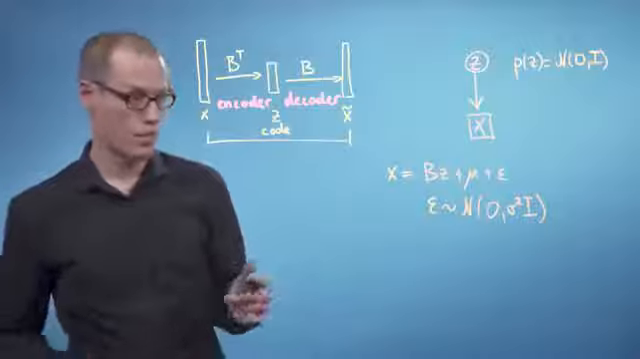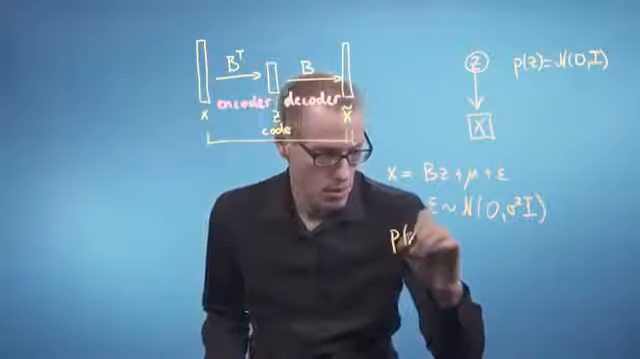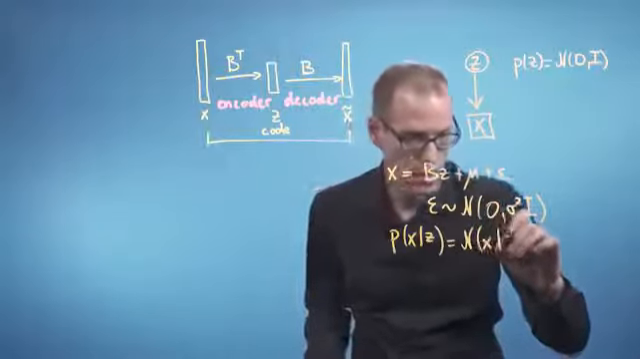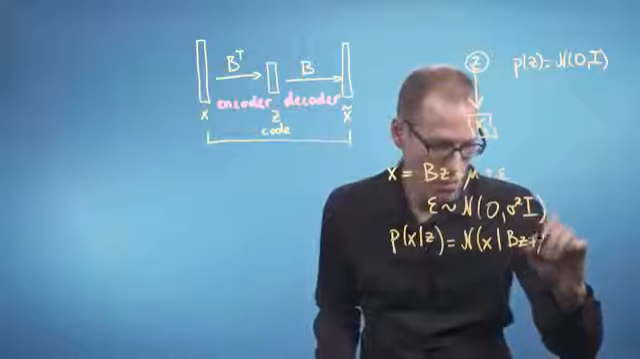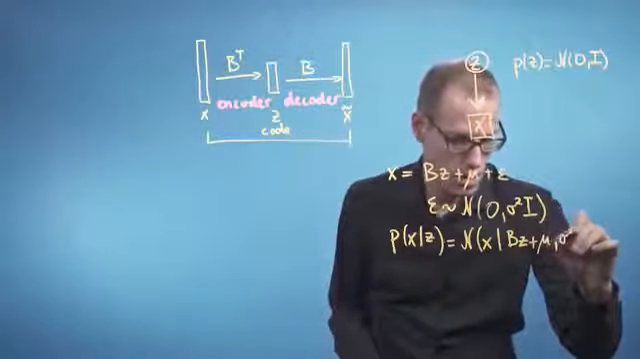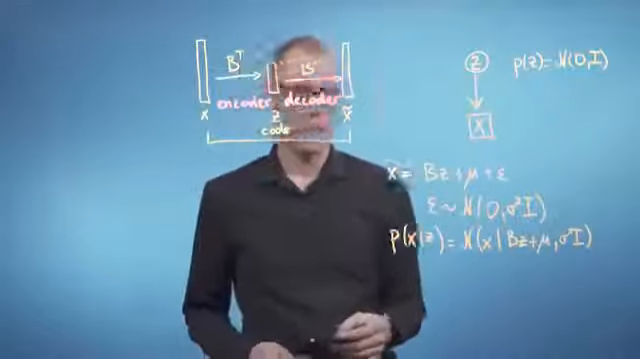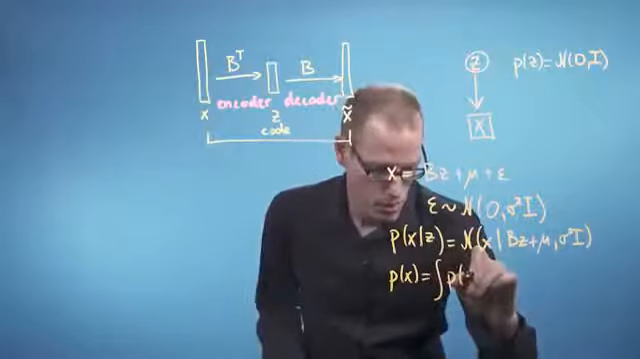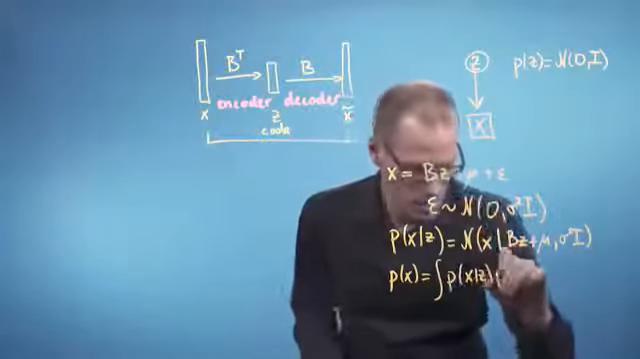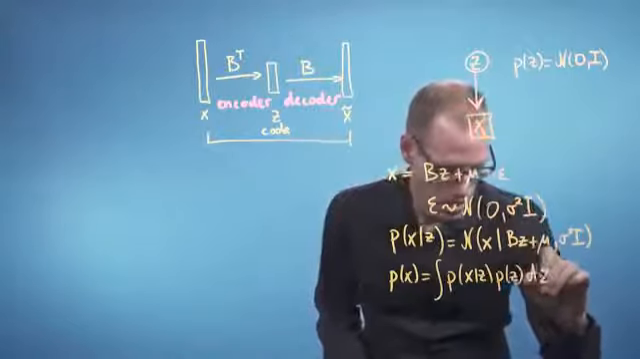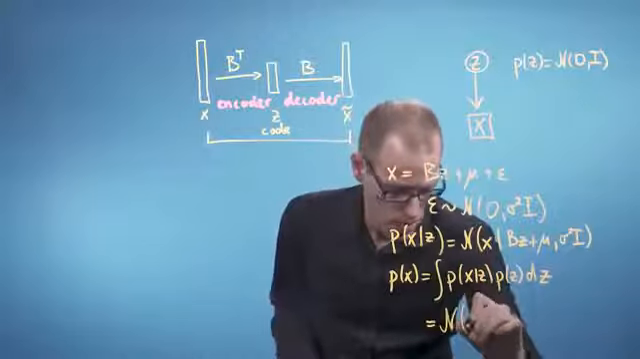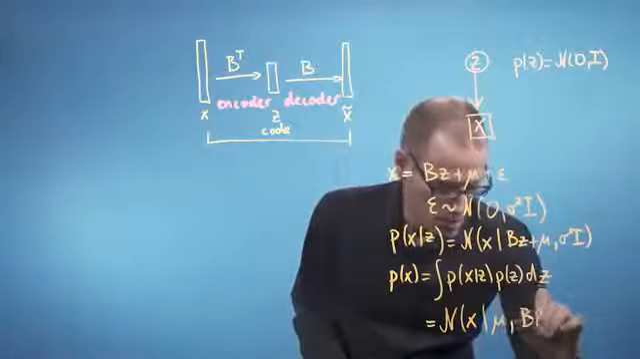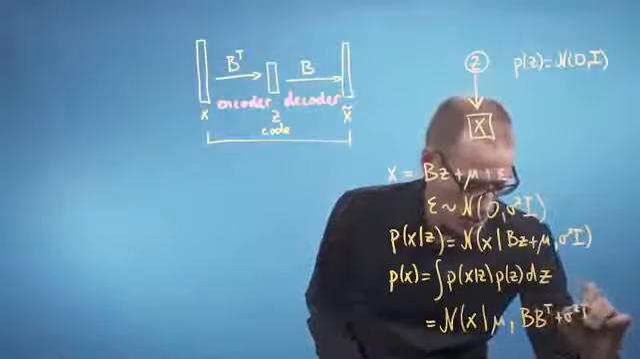We can now write down the likelihood of this model. So the likelihood is P of X given Z, and that is a Gaussian distribution in X with mean BZ plus mu and covariance matrix sigma squared I. And we can also compute the marginal likelihood as P of X is the integral of P of X given Z, so that is the likelihood times the distribution on Z, dz, and that turns out to be a Gaussian distribution in X with mean mu and with covariance matrix B times B transpose plus sigma squared I.